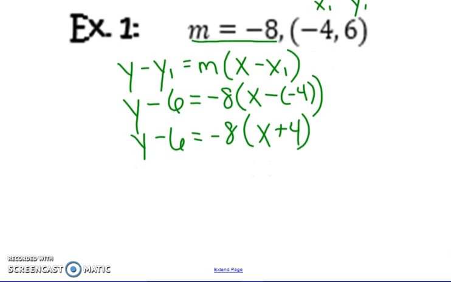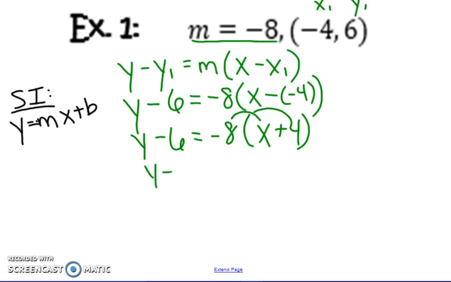From here, we want to solve for slope-intercept form. And just as a reminder, in case you forgot, although by now we've used it enough, I'm sure you have it memorized, y equals mx plus b. First thing I want to do is distribute. So I have y minus 6 equals -8x. A -8 times a positive 4 is a -32.